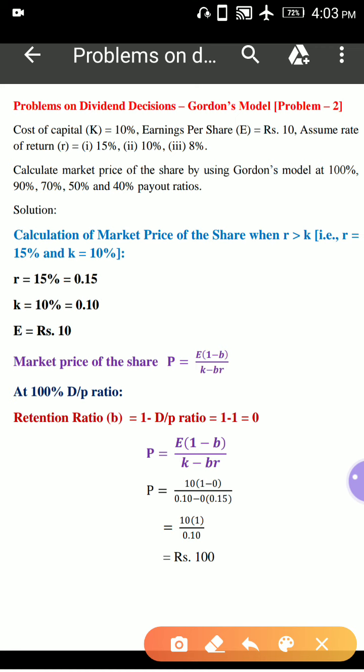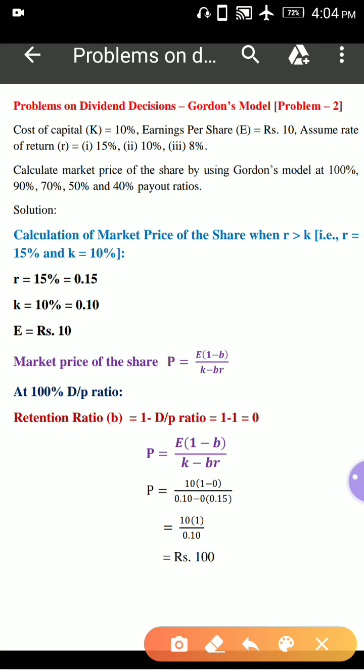According to Gordon's model also, the firms can be divided into three categories. One is the growth rate firm, the second is the normal rate firm, and the third is the declining firm. Growth rate firm means R greater than K. Normal rate firm means R is equal to K, and declining firm means R less than K. So based on the relationship between R and K, the firms can be classified into these three categories.